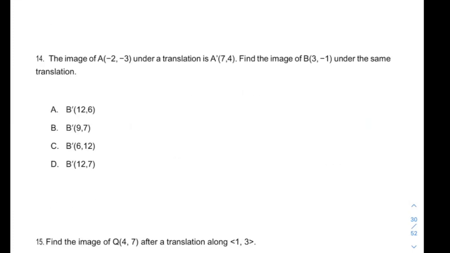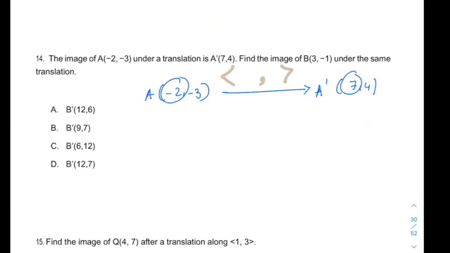The image of A(-2, -3) under a translation: A was (-2, -3), and under a certain translation it becomes (7, 4). So there is a translation vector somewhere here. We added something. If you want to find the translation vector, subtract the final x and final y minus the original x and y. So we subtract 7 minus -2, which is 9, and 4 minus -3, which is 7. That means you subtract to find how much it has been moved.